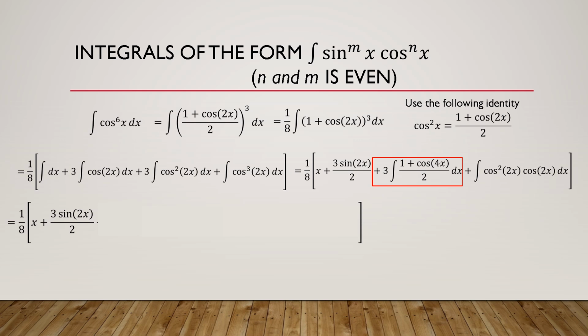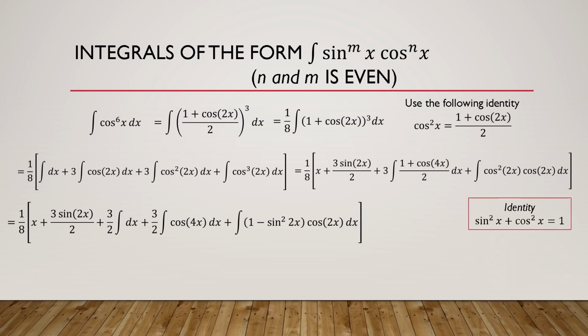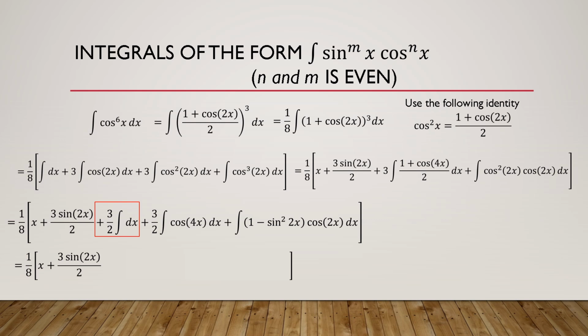Next, the third term, we can move the 1/2 outside the integral and split the terms to get 3 over 2 times the integral of dx plus 3 over 2 times the integral of cosine 4x dx. In the fourth term, we replace cosine squared 2x with 1 minus sine squared 2x, based on the identity sine squared x plus cosine squared x equals 1. For the next step, we again bring down the first two terms. 3 over 2 times the integral of dx gives us 3x over 2. 3 over 2 times the integral of cosine 4x dx gives us 3 times sine 4x over 8.